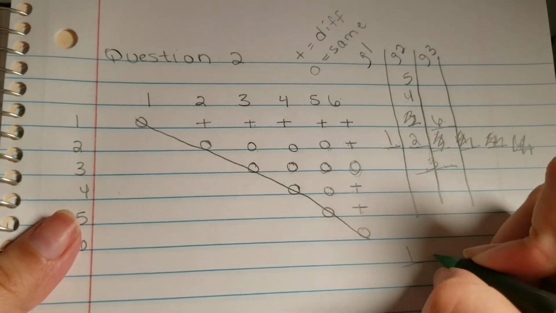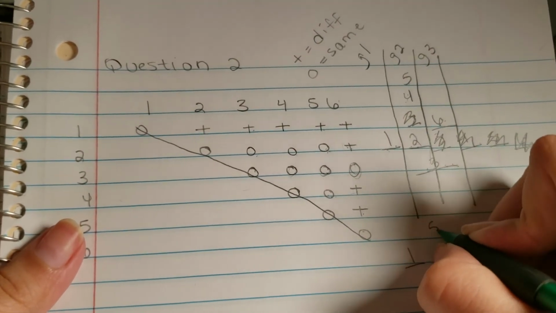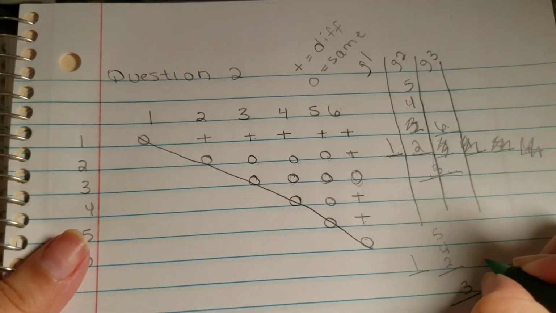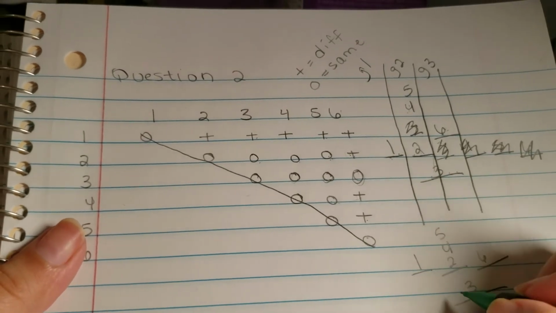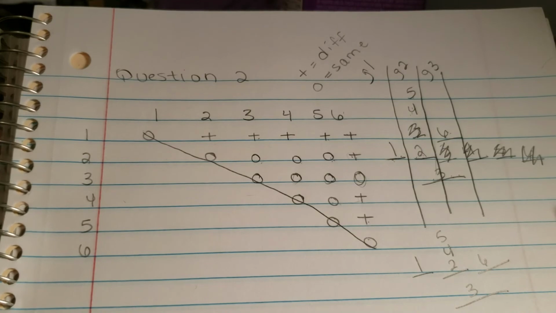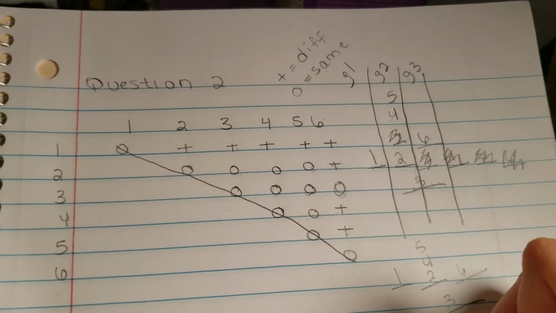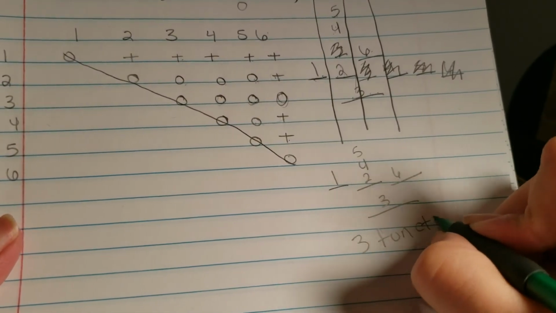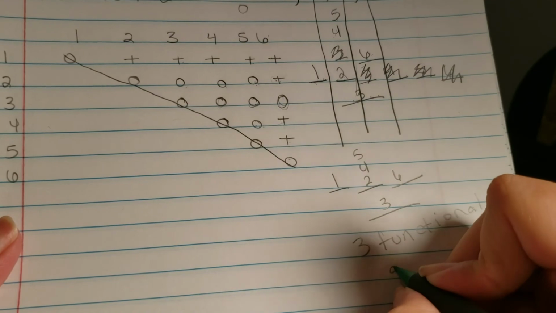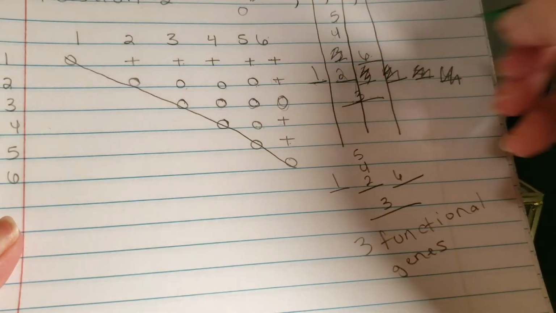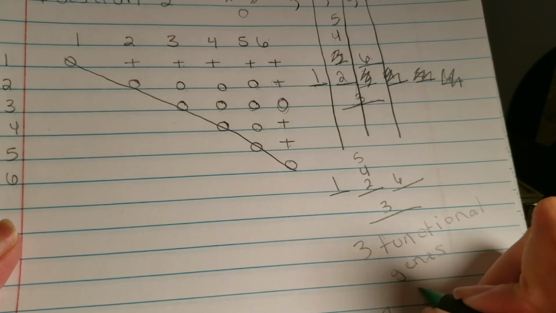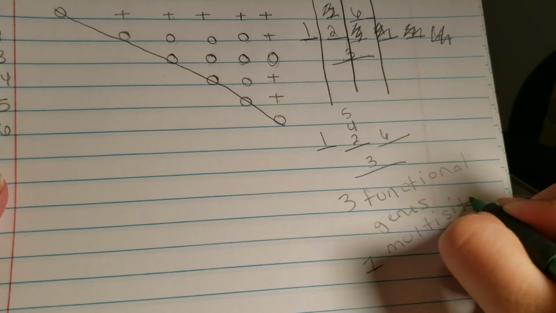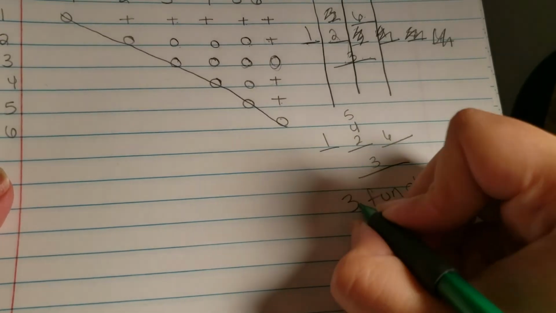So 1 is its own group, and then it's 5, 4, 2 with the 3, the multi-site, and 6 right here. So what we have is 3 functional genes, because there are 3 groups, with 1 multi-site on gene 3.